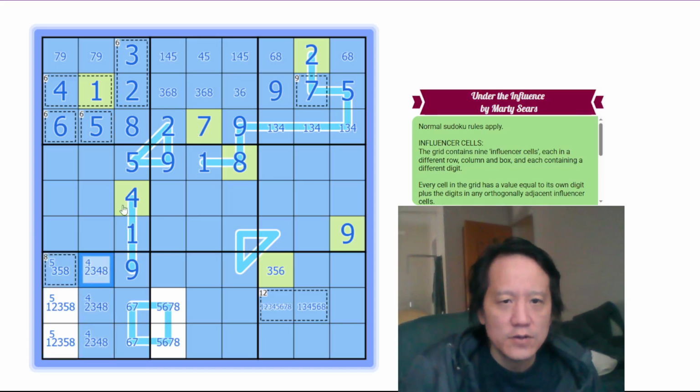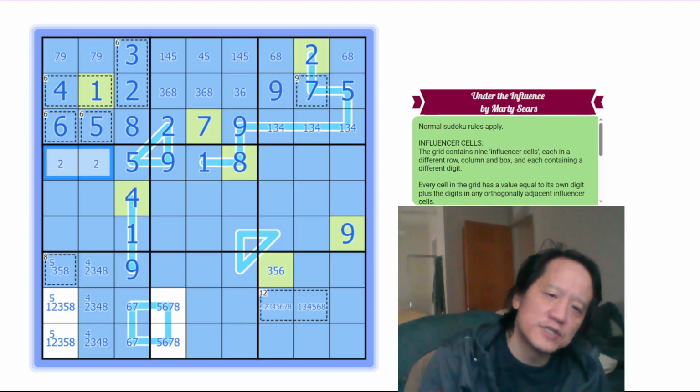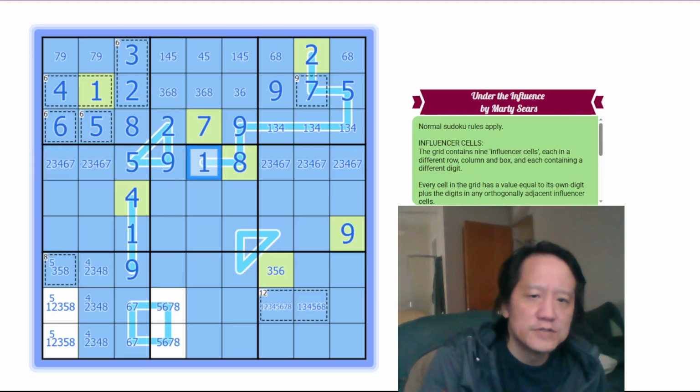That's all. Remaining digits in row 4, we have what? 2, 3, 4, 6, 7. And this can't be 2 or 7 because of the 2, 7 in the column. This can't be 4 because of 4 in the box. This can't be 6 because of 6 in the column.